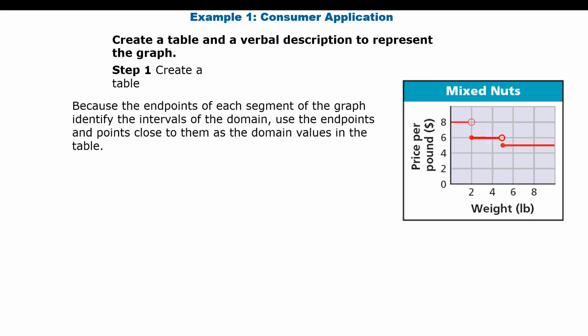So the first thing we want to do is create a table, and we'll just look at our chart that they've given us, and we can see that this is about mixed nuts, and it's going to show us the price per pound of mixed nuts. So notice that the more I buy, the less I pay. So let's talk about the domain. Now remember, our domain is our x's, all right? So we're looking at the x's here. And the domain of the function is divided into three intervals. So here's an interval, and then our last interval goes on out.